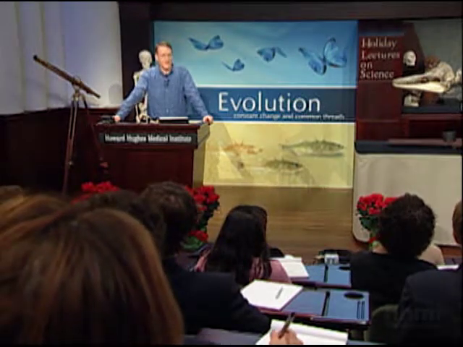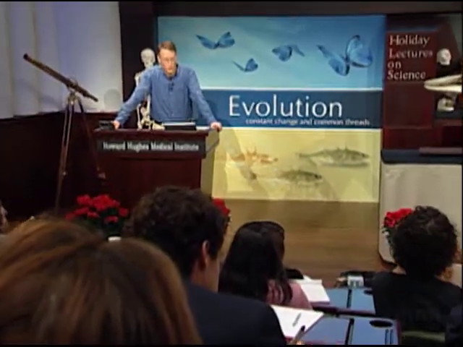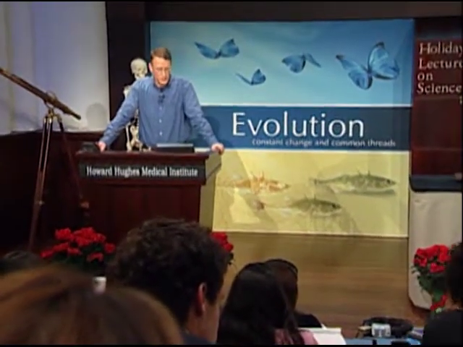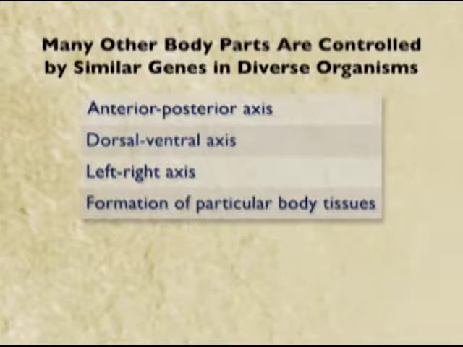So it looks like the head-to-tail axis of animals, even those that look completely different, are in fact built by an ancient toolkit of these key developmental regulators called Hox genes. Similar toolkit genes have been discovered that control a range of other structures in diverse organisms. So the Hox genes for the anterior-posterior axis, other sets of genes for the dorsal-ventral axis, other toolkit genes for the left-right axis, and other toolkit genes for the formation of particular body tissues.